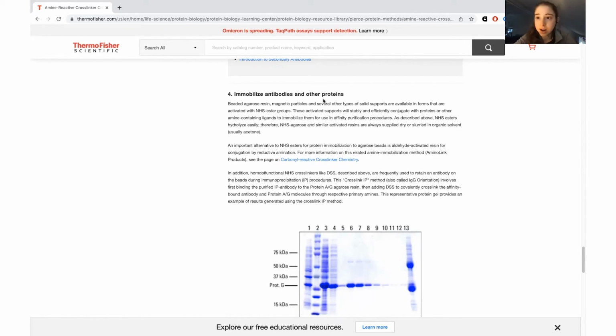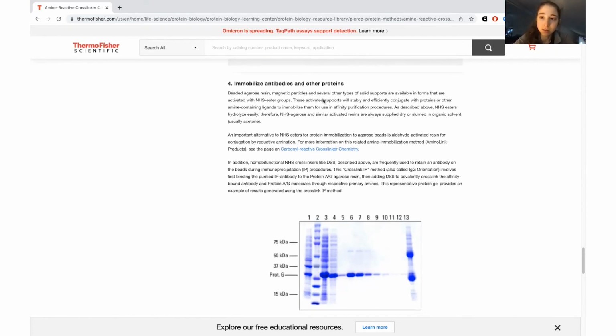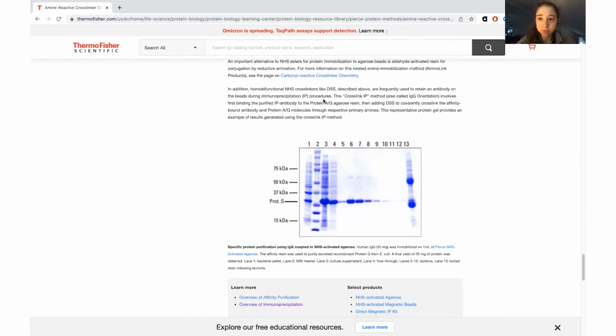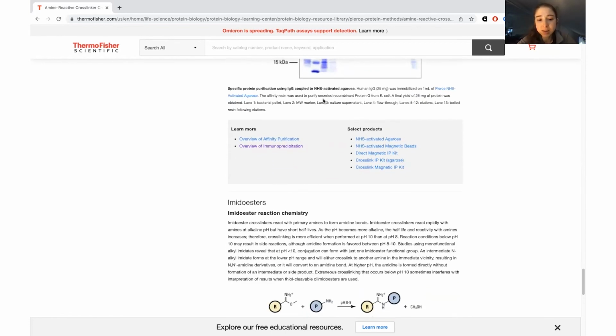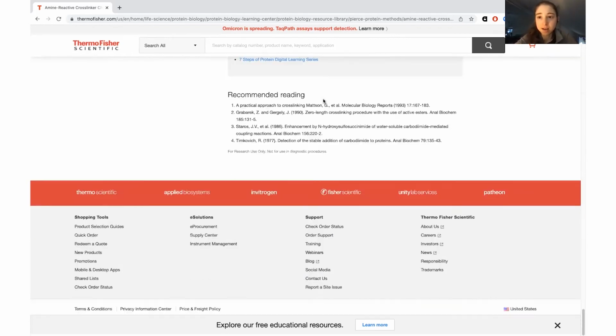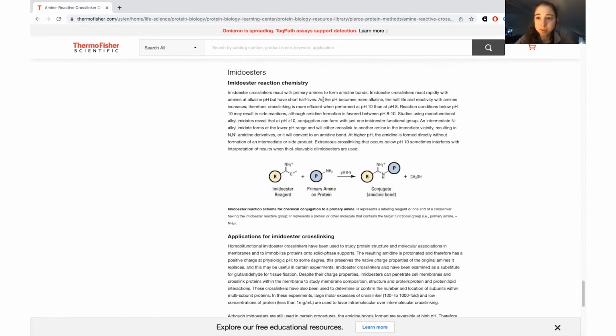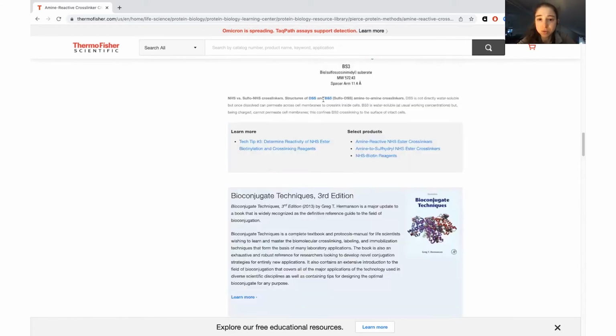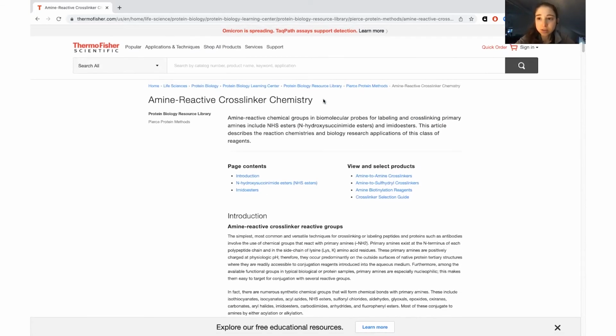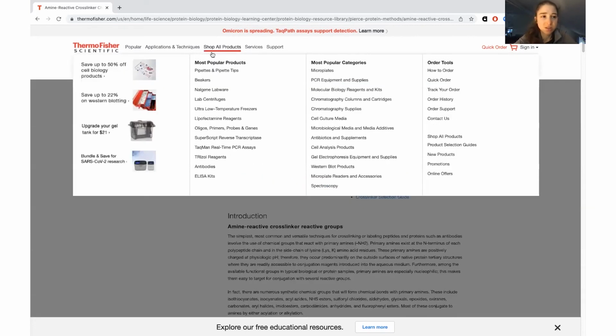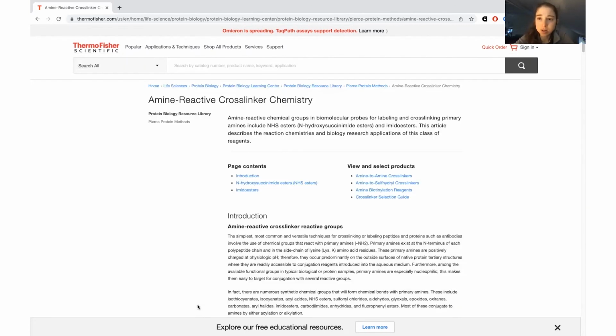We saw it reacting with the thioester when we were talking about acetyl-CoA, and here we're talking about an ester, where you have an oxygen instead of that sulfur. But it's the same idea. There are also various other versions of things that you can do to react to a lysine and to react to the N-terminus. This is just Thermo Fisher, which has a bunch of information about cross-linking and that sort of thing.